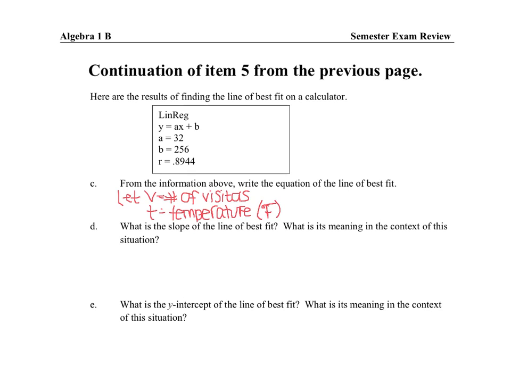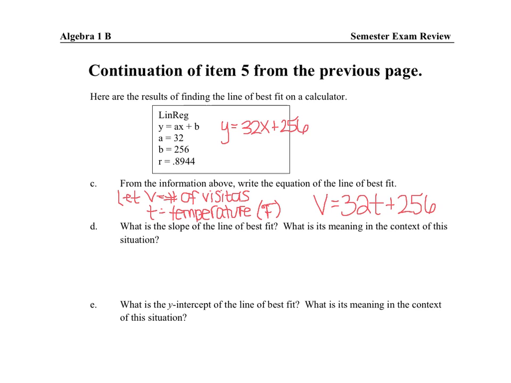So my equation of line of best fit is going to be V equals 32T plus 256. Because we have Y equals AX plus B, but A is 32, so 32X plus 256. So V equals 32T plus 256 is just the equation written in terms of the context of the problem.